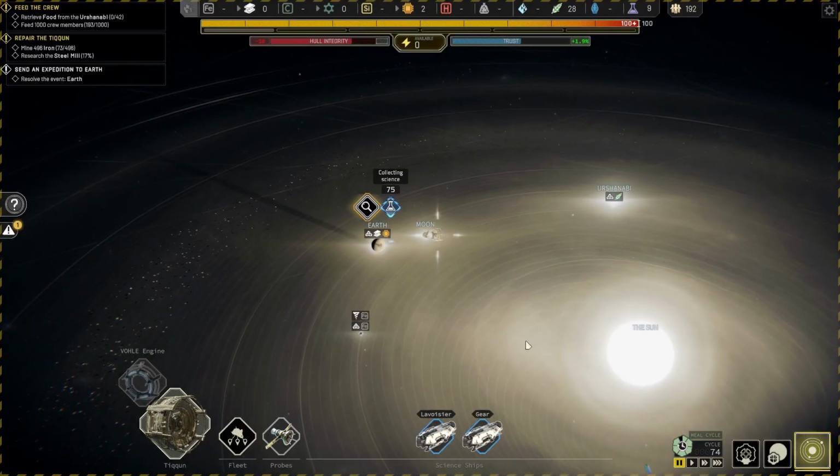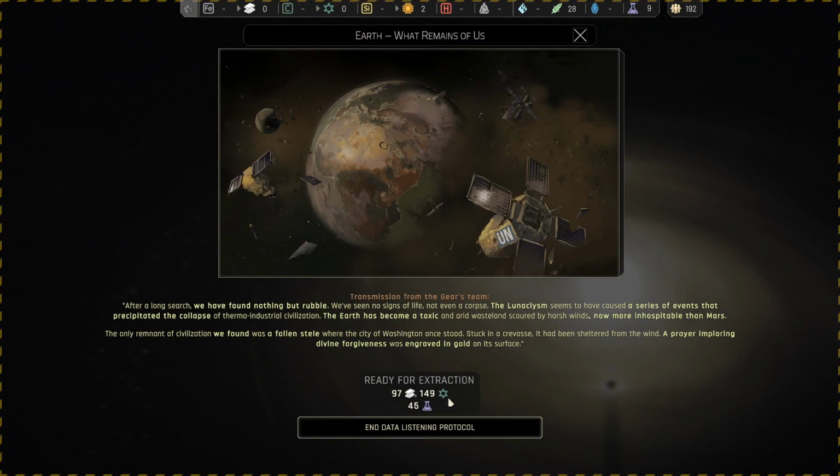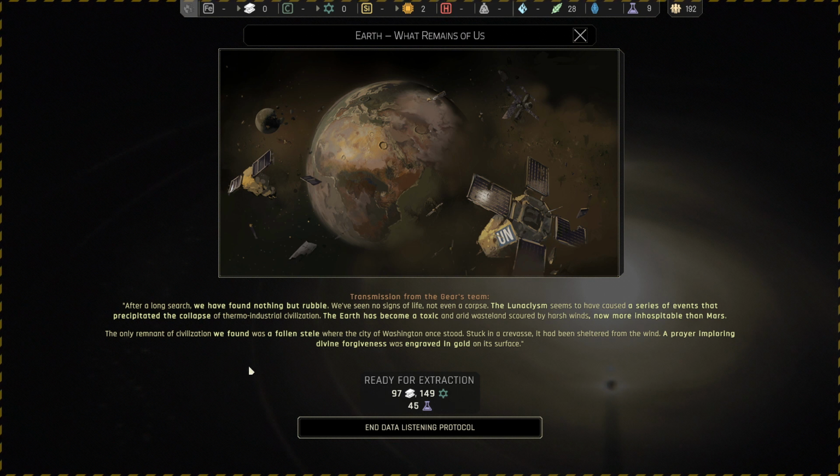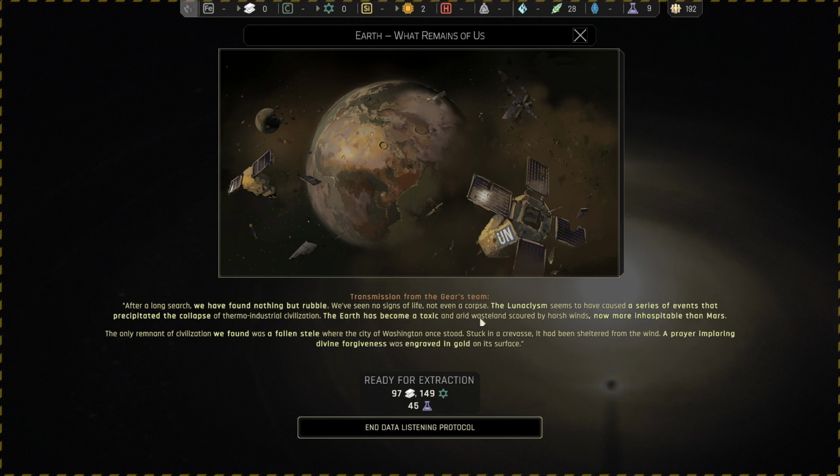Okay, science ship is done. Cool. There we go. I knew there was a source of polymers early in this one. After long search, we found nothing but rubble. See, no signs of life, not even a corpse.